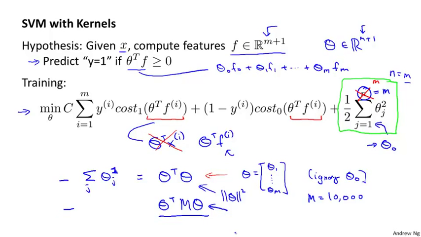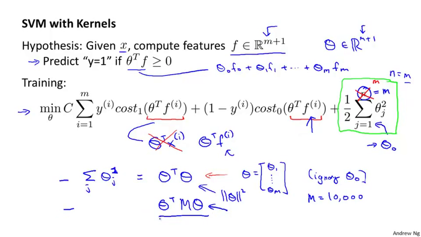And by the way, in case you're wondering why we don't apply the kernels idea to other algorithms as well, like logistic regression: it turns out that if you want, you can actually apply the kernels idea and define these sorts of features using landmarks and so on for logistic regression, but the computational tricks that apply for support vector machines don't generalize well to other algorithms like logistic regression. And so using kernels with logistic regression is going to be very slow.